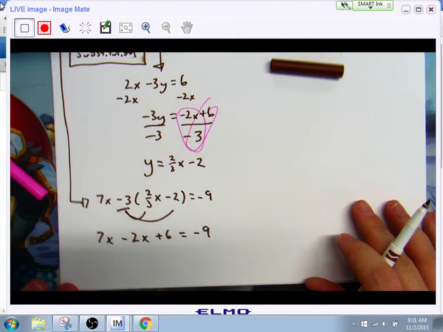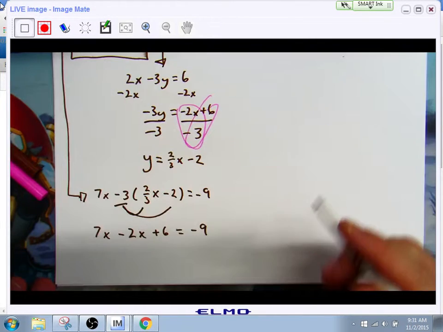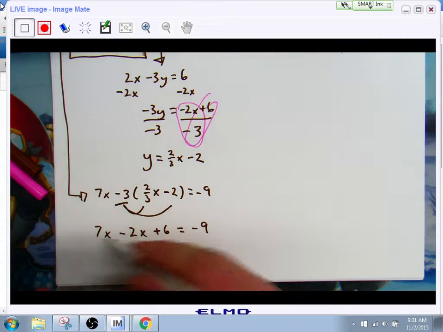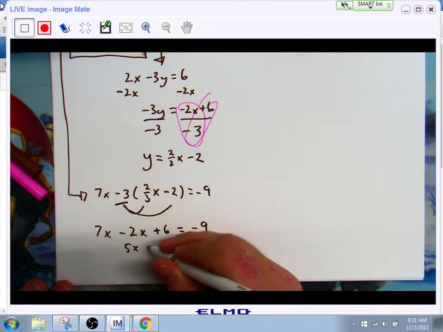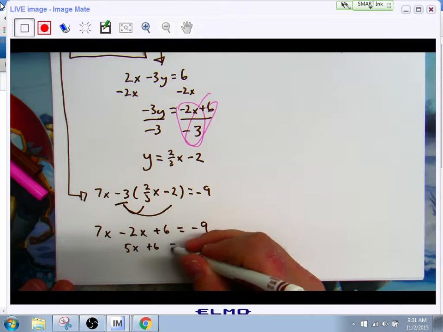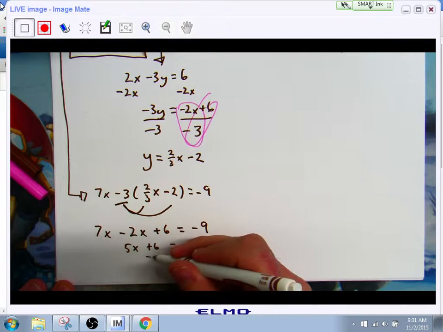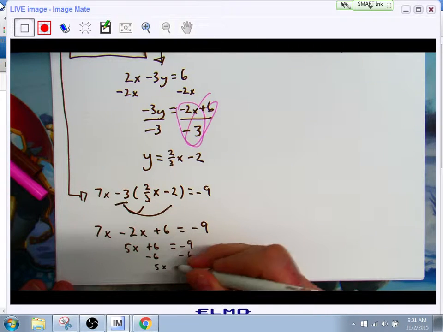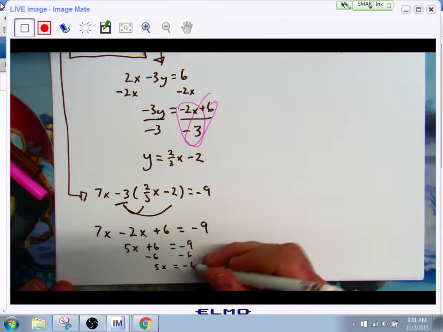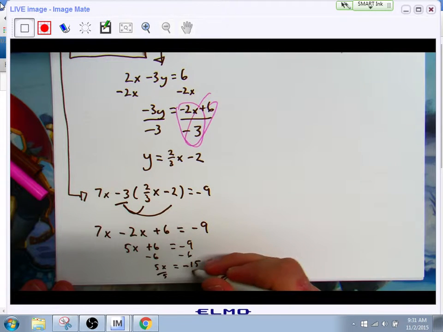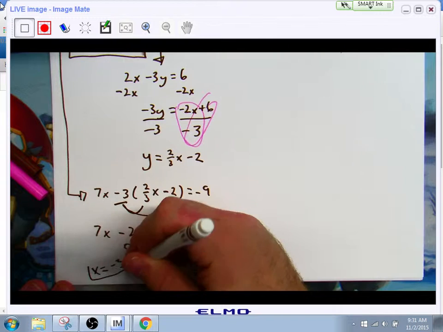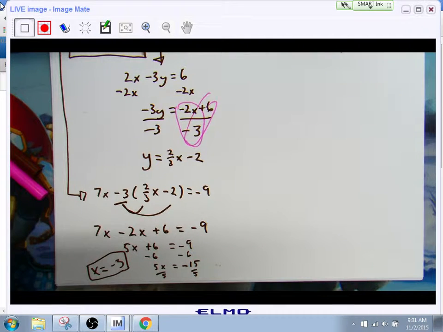Scoot it up. Combine my like terms. I got my x's here. 7 minus 2 is just 5. Get my x term by itself by subtracting 6. 5x equals negative 15. Divide by 5, divide by 5. X equals negative 3. Ooh, that was a lot of work.